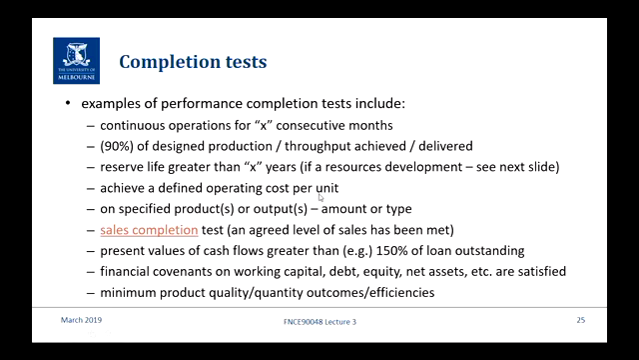Achieving a defined operating cost per unit, specified product, specialised outputs, sales completion test, I've linked here. Present value of cash flows, greater than, for example, 150% of loan outstanding. Again, it's just the example. It might be a different number. Or meeting financial covenants on working capital and so on. Minimum quality or quantity outcomes.